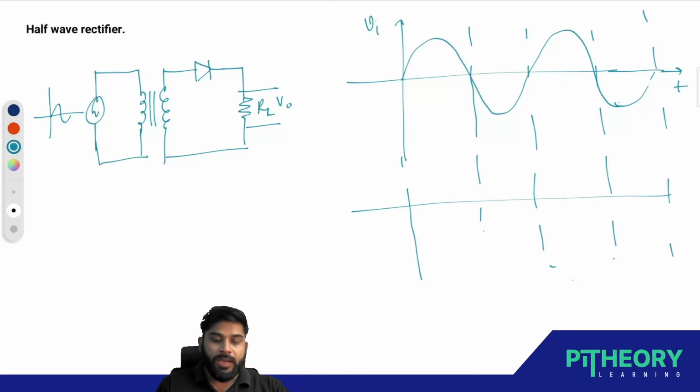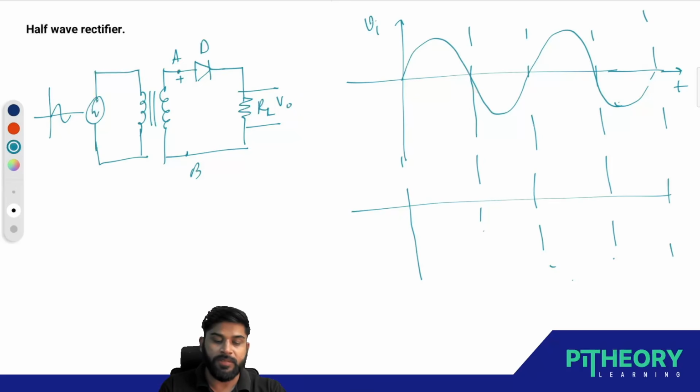So what will happen in this case? During the positive half cycle, if you take these two points A and B in the secondary of the transformer, what will happen? The point A will be positive, B will be negative. Diode D will be forward biased, correct?